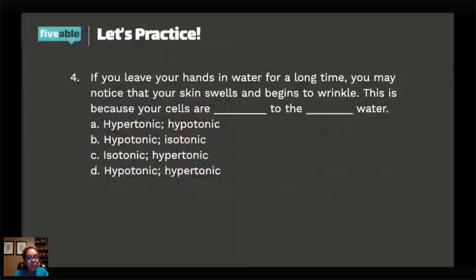Okay, so here we have a practice problem. If you leave your hands in water for a long time, you may notice that your skin swells and begins to wrinkle. This is because your cells are blank to the blank water. The wording of this question can be kind of confusing, so I'll give you guys a minute. You can put your answers in the chat, but the wording does get confusing because you have to have both words in here. So I'll give you guys a minute.